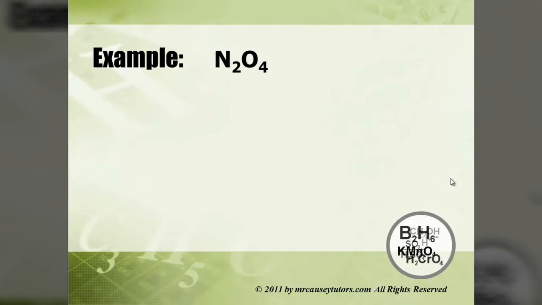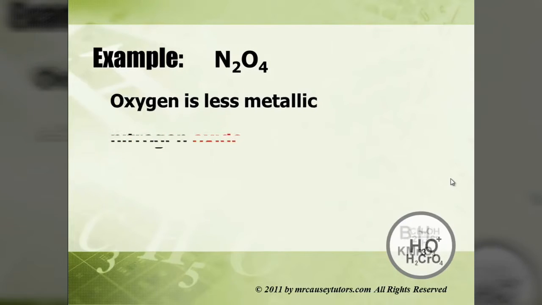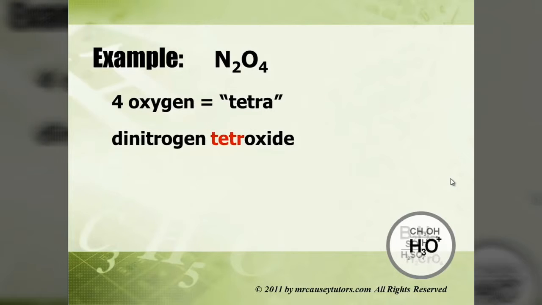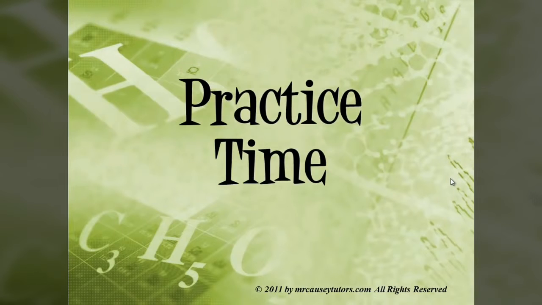How about the next one? Can you name that before I put it up there? Nitrogen is the more metallic. Oxygen is the less metallic. But there are 2 nitrogen, dinitrogen, and there are 4 oxygen, so tetraoxide. Now note we drop the a. Whenever we end up with an a and an o next to each other, we usually drop the a.